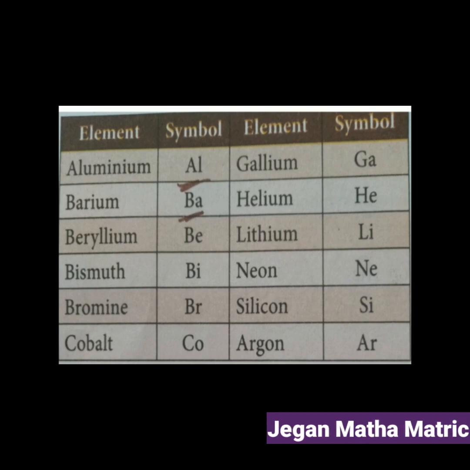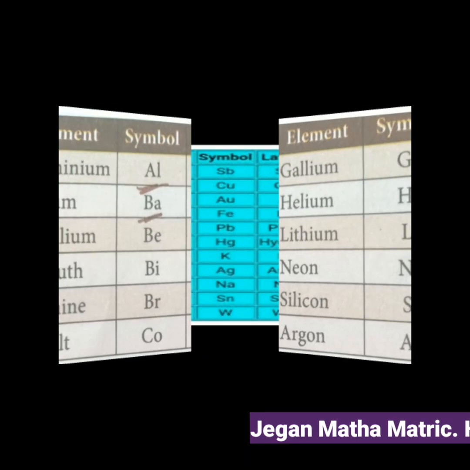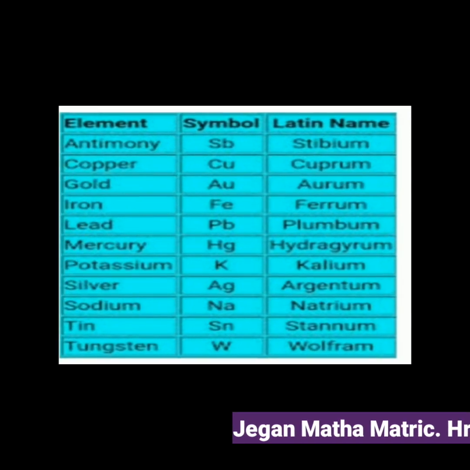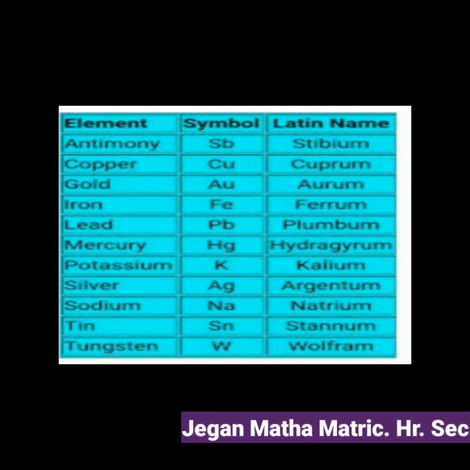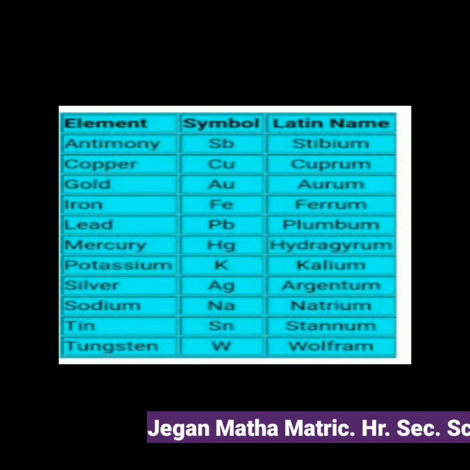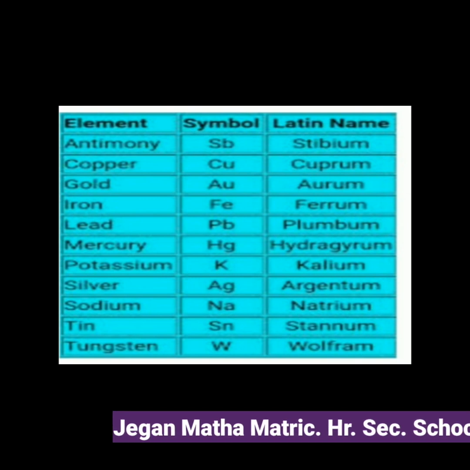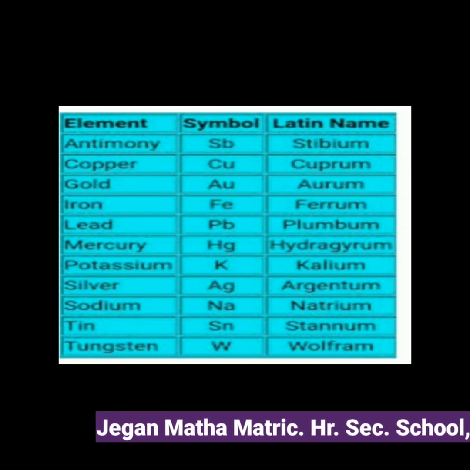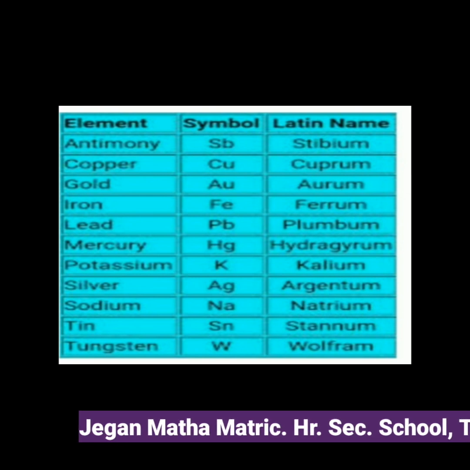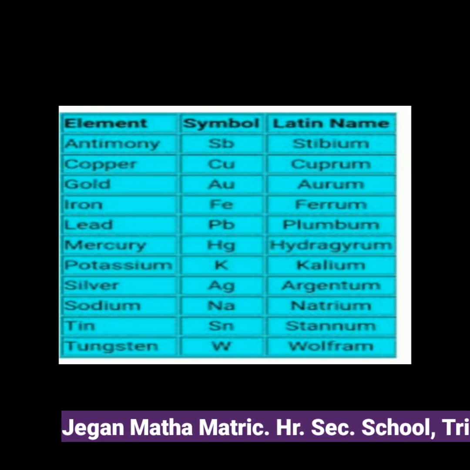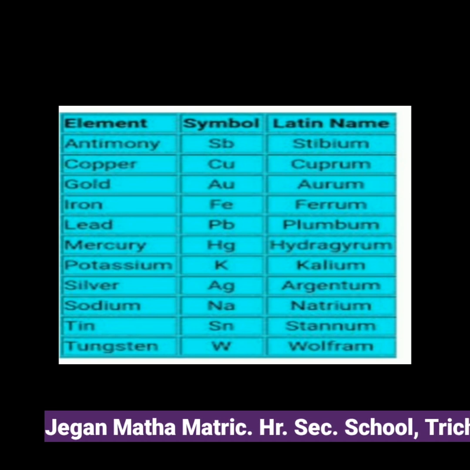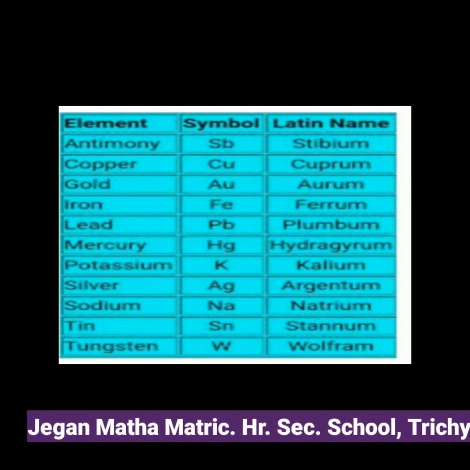Some symbols are used on the basis of the old names or Latin names of the element. So, antimony, strontium, copper, cuprum, gold, aurum, iron, ferrum is the symbol of iron, Fe. Then lead, plumbum, the symbol is Pb.